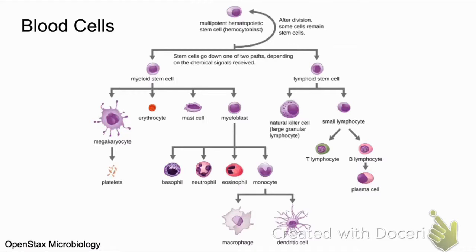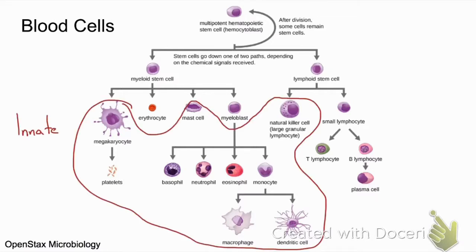So based on the signals that these cells receive during the development, they can develop into a group of cells that become part of the innate immune response, including megakaryocytes, basophils, neutrophils, eosinophils, the 2 monocytes, macrophages, and dendritic cells, and also natural killer cells. And we'll talk about the role of each of these different cell types, or at least the majority of them, over the next few lectures.